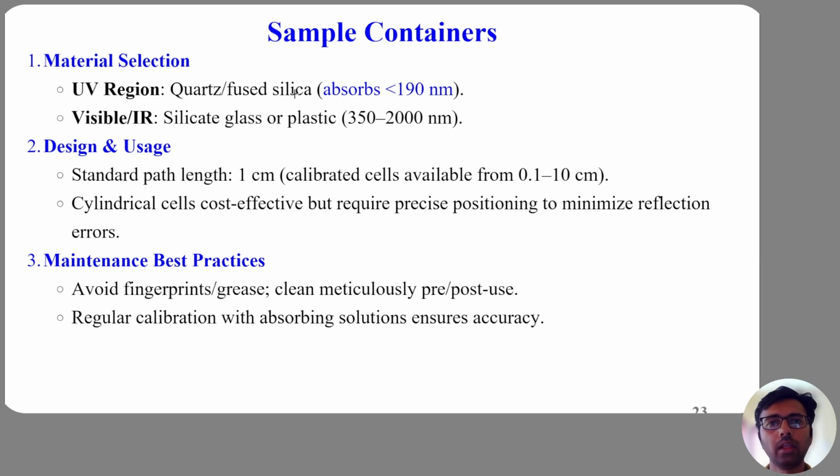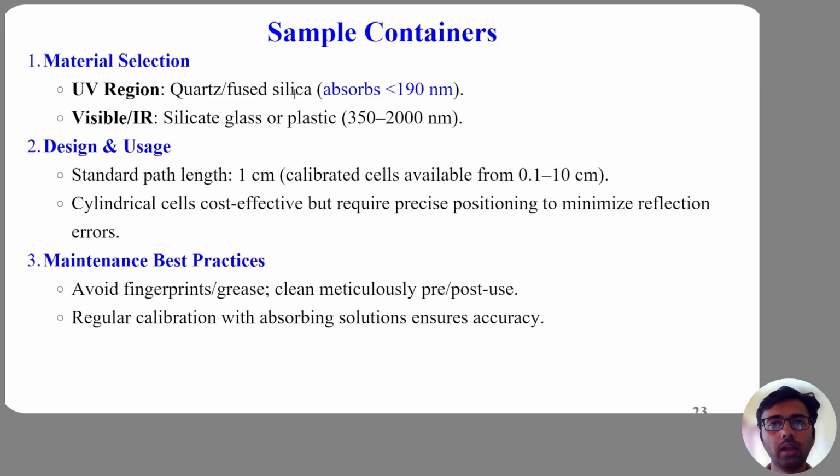If you are working in the ultraviolet region, you must use cuvettes made of high purity quartz or fused silica. Why? Because ordinary glass absorbs strongly below approximately 350 nanometers. If glass is used in UV experiments, the light never reaches the sample. Your signal is completely blocked. However, quartz remains transparent down to about 190 nanometers. This makes it ideal for UV spectroscopy.